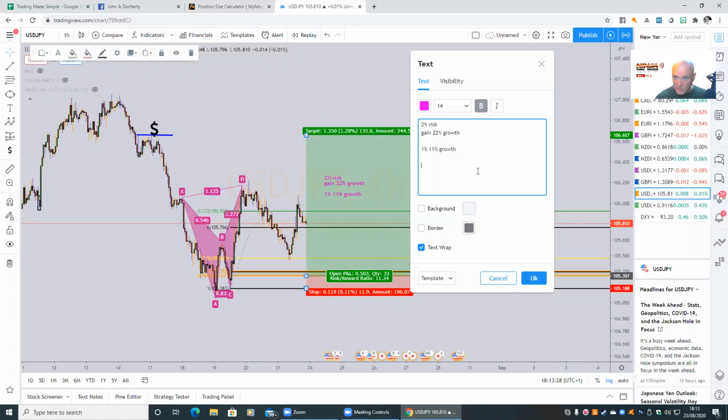What that means, if you lost on 2%, okay, that means you've just equaled a 2% loss. Okay, very easy, very easy. And again, if you lost on a 1% trade, it means you've only lost 1%. Very simple, guys.